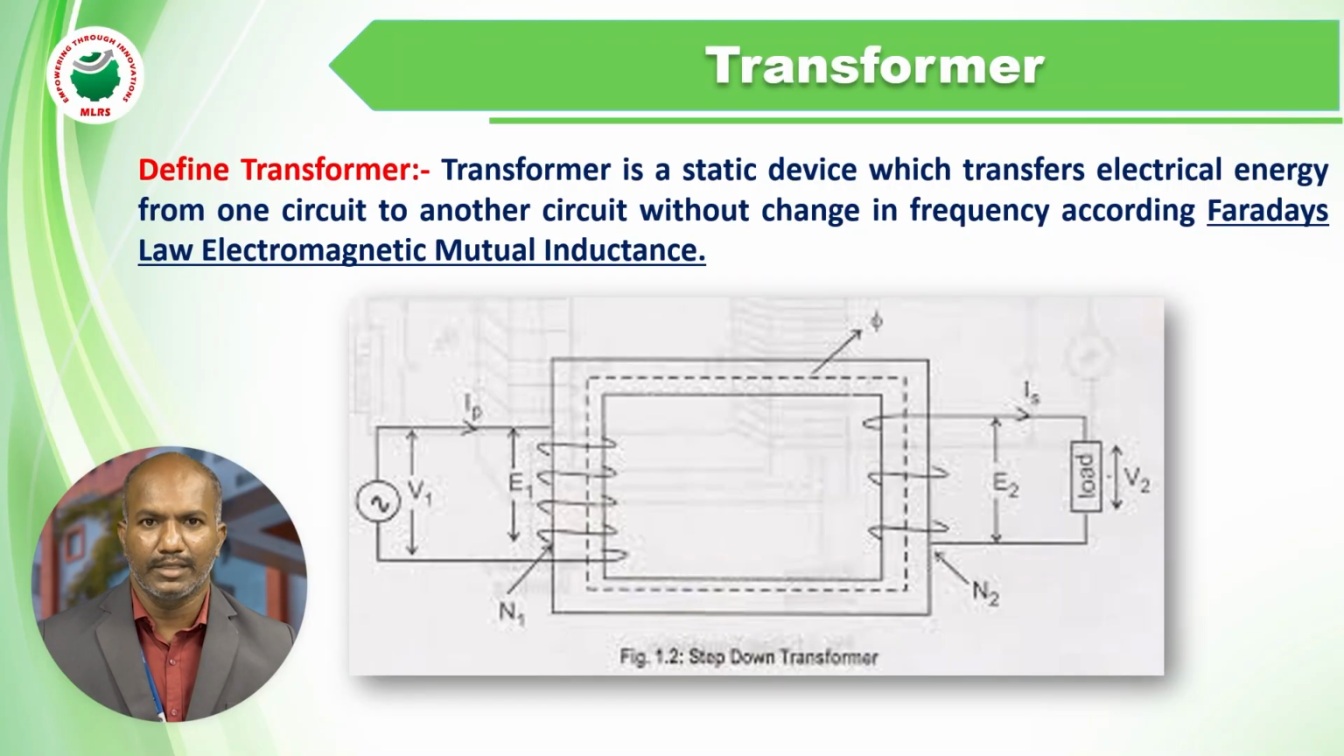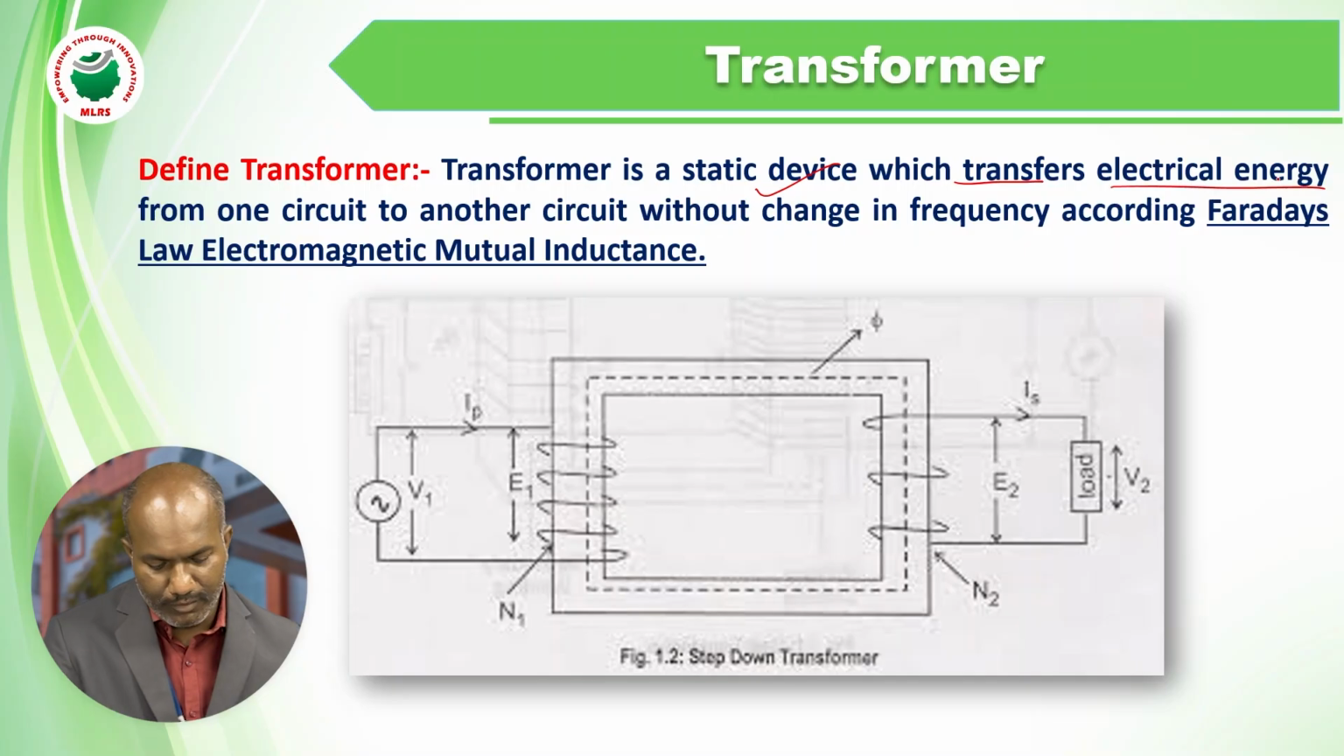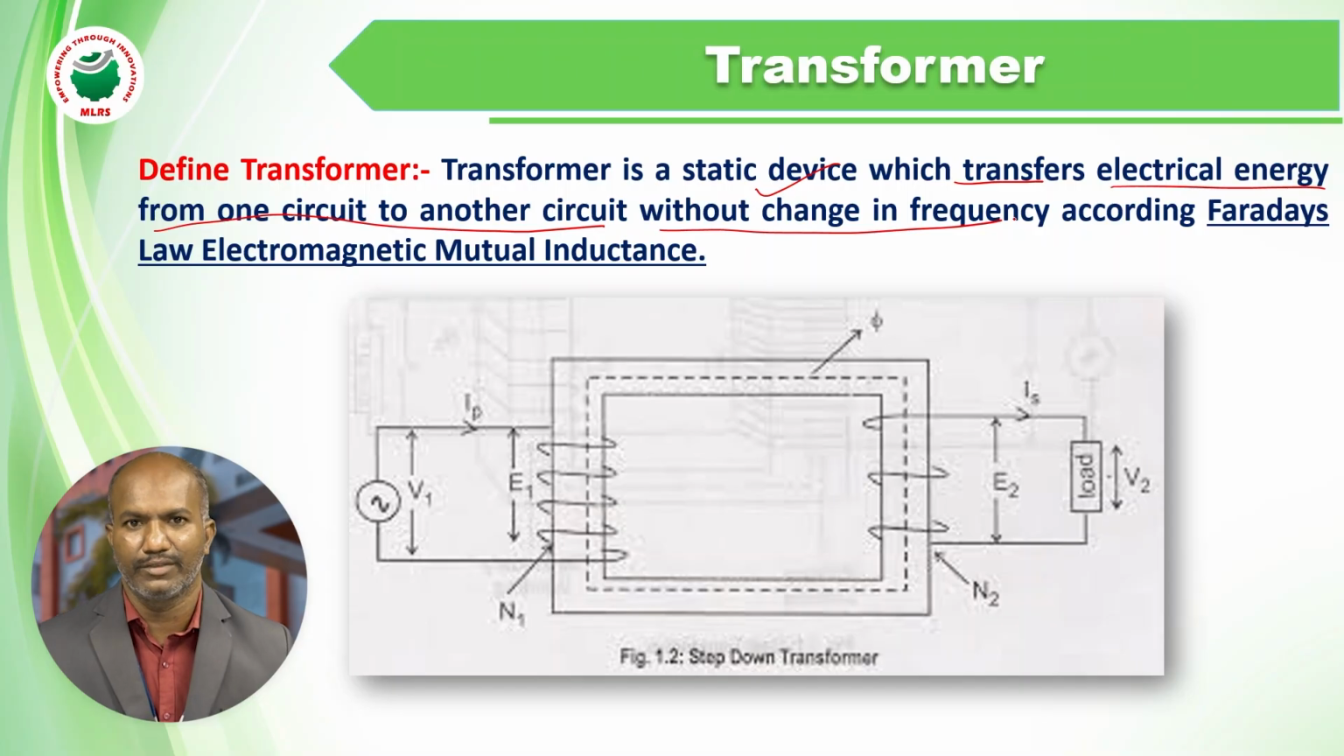First of all, what is a transformer? Why are we using transformers? Coming to the definition, a transformer is a static device which transfers electrical energy from one circuit to another circuit without change in frequency. This is the actual definition of a transformer. It is not an energy conversion device. It transfers energy. That is the definition of a transformer. It transfers energy from one circuit to another circuit without change in frequency.